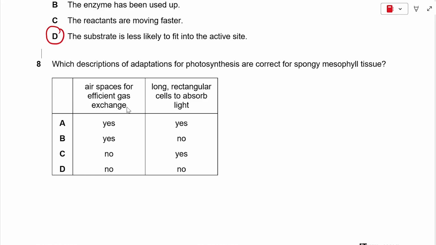Alright, so again, air spaces for efficient gas exchange. Yes, they form air spaces for efficient gas exchange. Long rectangular, no, they are not long rectangular. So the correct choice would be here. They form air spaces in between them for efficient gas exchange, but they are not long and rectangular.